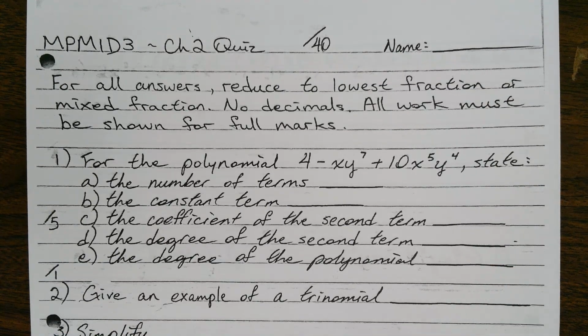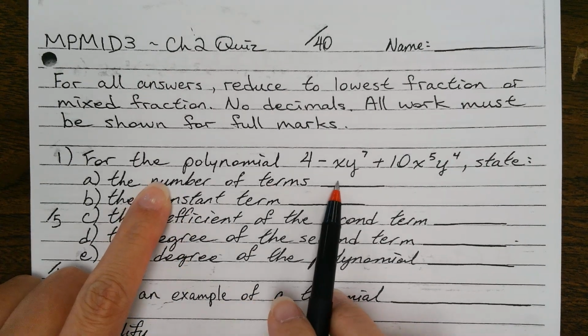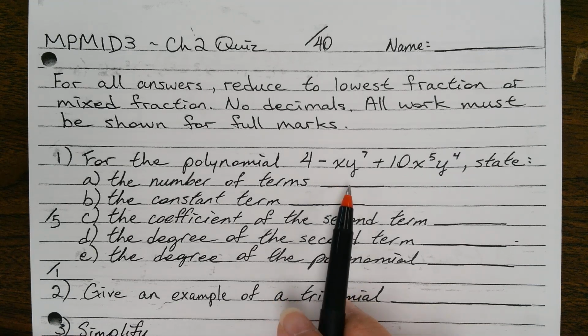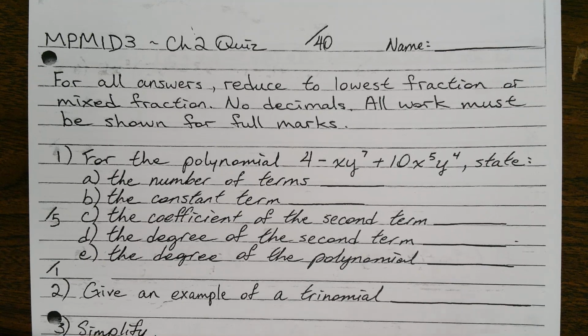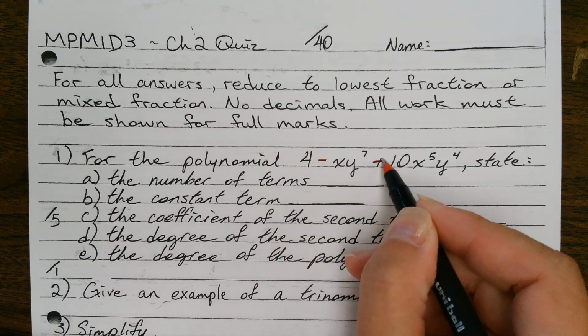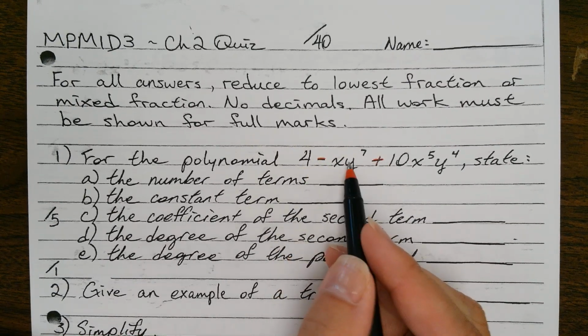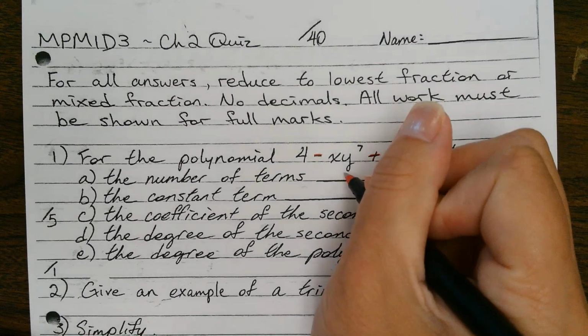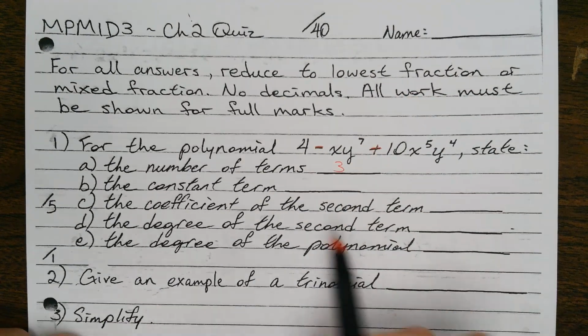Should I go around the class? I'm going to go around the class since we have a small group. So, Sophie? A? How many terms? All right, so terms are separated by plus or minus sign. All right, so we have 1, 2, so it's 3. Okay, so 3 terms.